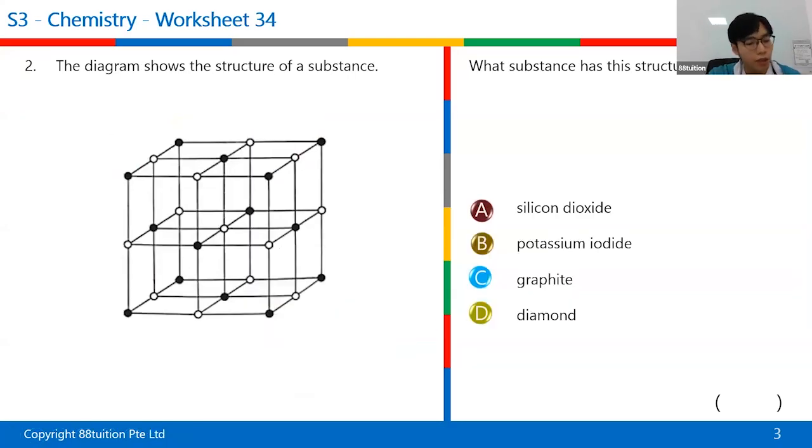Okay. Question 2, the diagram below shows the structure of a particular substance. Which of the following has this structure? This one is a chem bonding question to see whether you can get it. And if you have a periodic table, it will be very helpful.